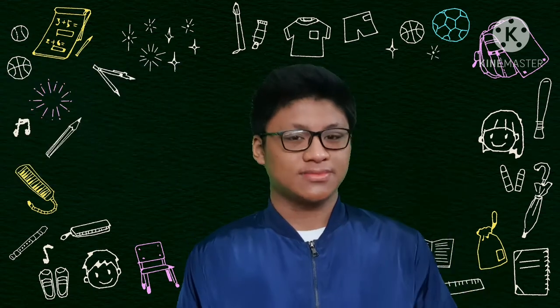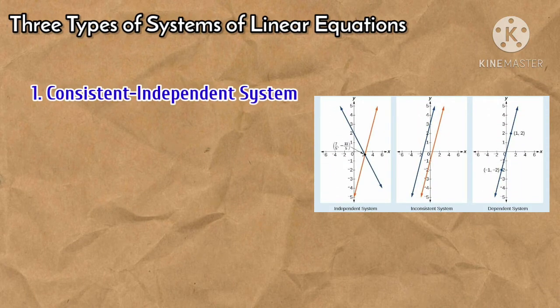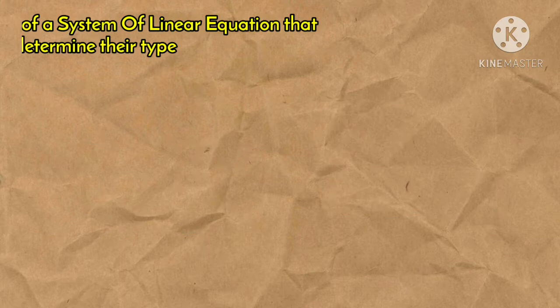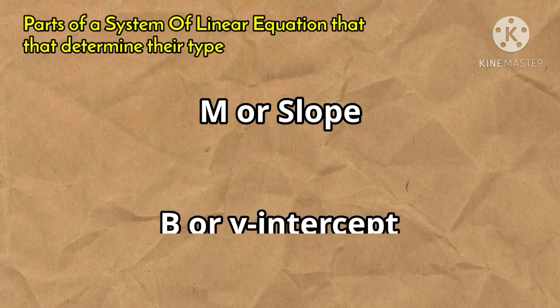Let's get into it. There are three types of systems of linear equations: the consistent independent system, consistent dependent system, and the inconsistent system. The two aspects of a system of a linear equation that differs each type is the m or the slope and the b or the y-intercept.